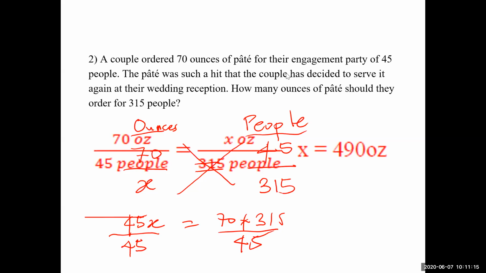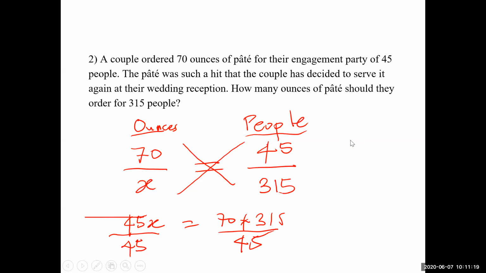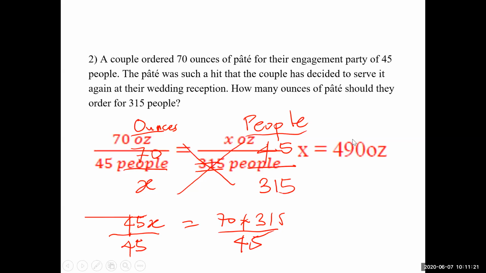Let me clear that real quick. So that is how you do that. And your X will come out as 490. So you have 490 as your result. Okay, let's take some more examples of this.